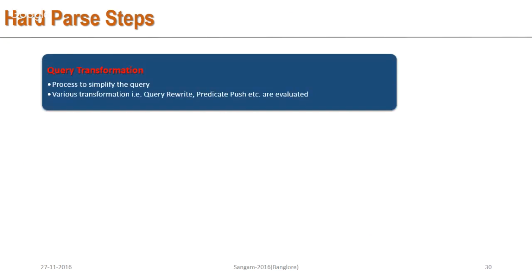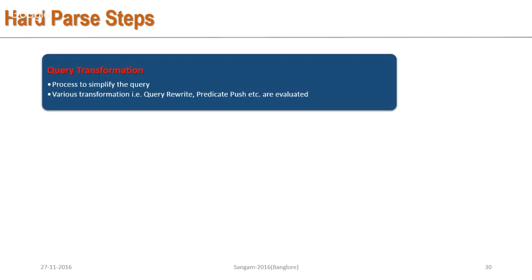Now, in terms of hard parsing, the very first step is query transformation. In a very simplified way, query transformation is to make the query as simple as possible so that Oracle can convert it into something like a simple select and simple from. An example of this is query rewrite. There are different transformations possible. Query rewrite is done for a query having a materialized view available.